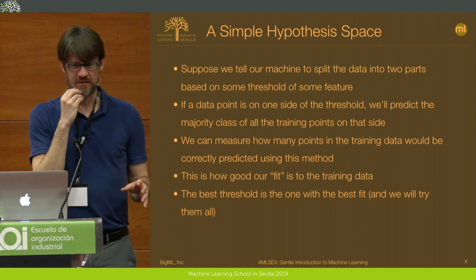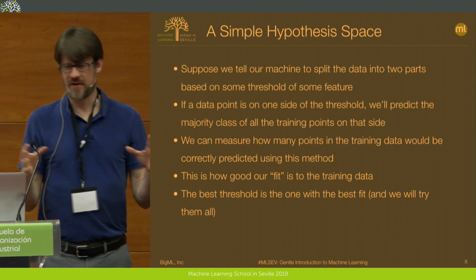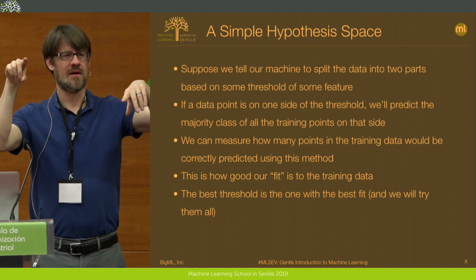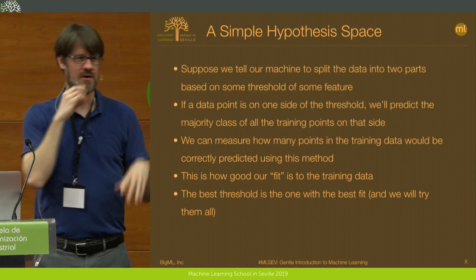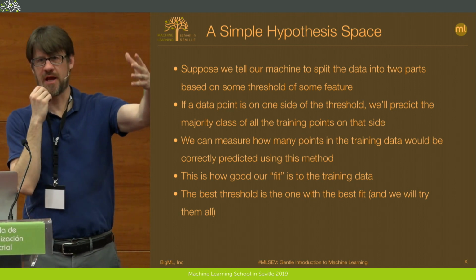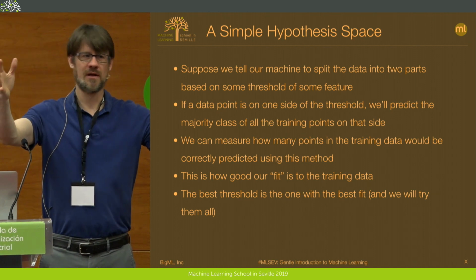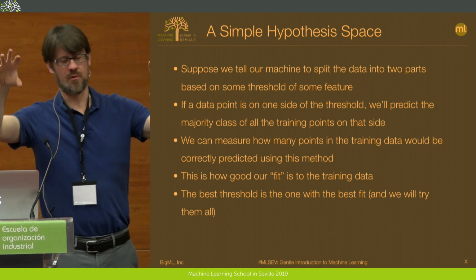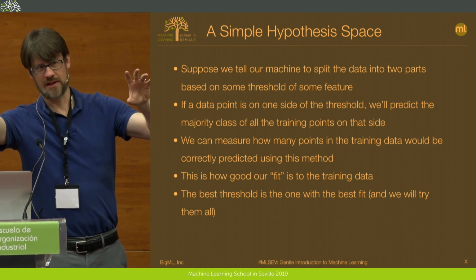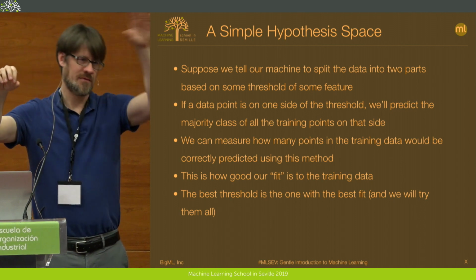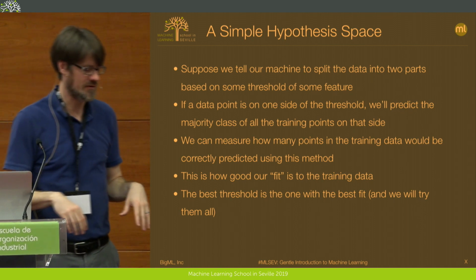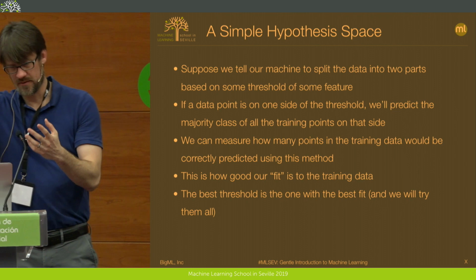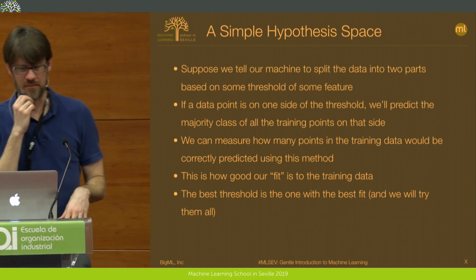As a more concrete example, let's think of a simple class of models. Let's say we have a model that picks a feature and splits the data into two parts based on some threshold on that feature. In our churn data, we can say people who called support and people who didn't, right? That's a simple model. It splits our data into two sets. If a data point is on one side of the threshold, we predict the majority class of the training data on that side. If it's on the other side, we pick the majority class of the training data on the other side. So the prediction is the majority class of the set that falls on either side of the threshold. We'll see a few examples of this.